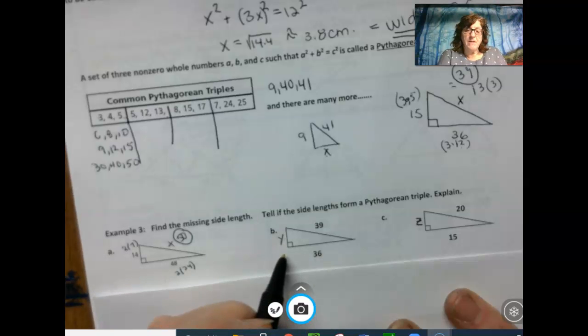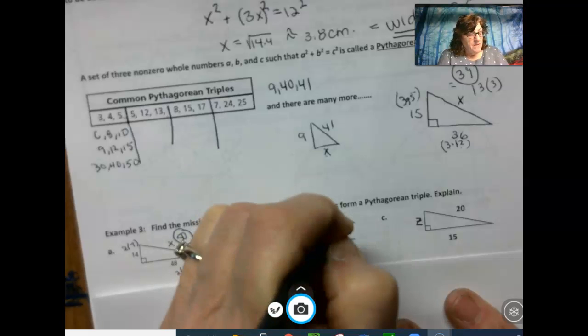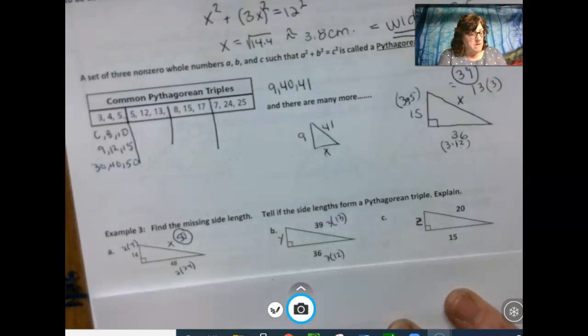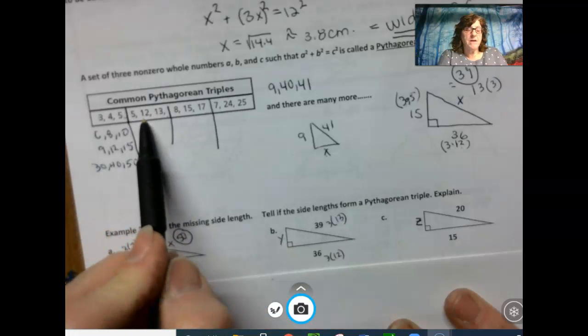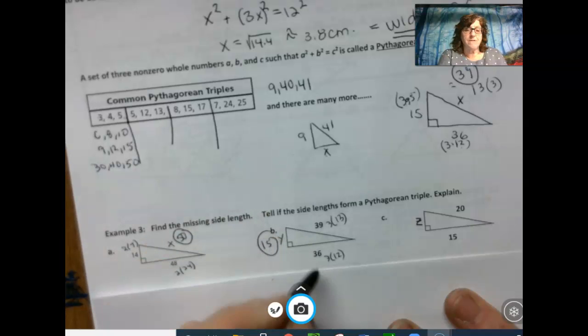For part B, again, this would be 3 times 12. This is 3 times 13. So here I have, again, 12, 13, go up here. So I'm going to multiply this side by 3, and my answer is 15. This is a Pythagorean triple.